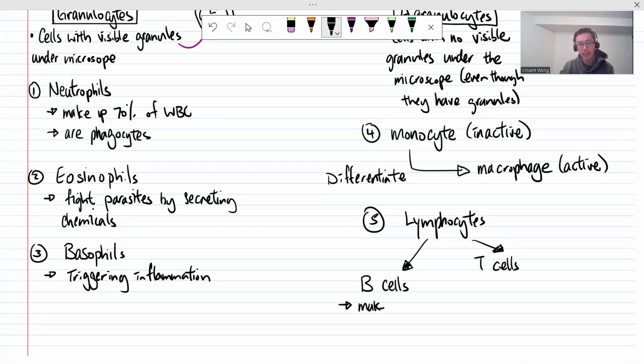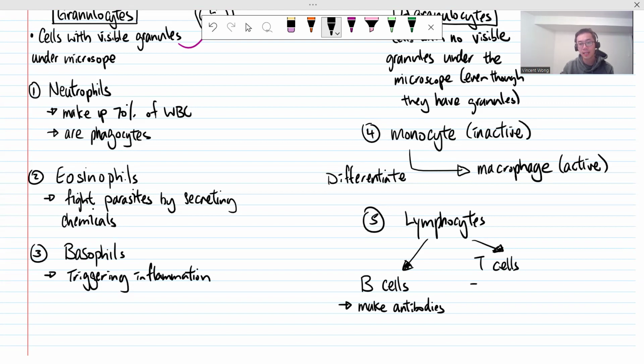B cells, they make antibodies. So we talked about antibodies a little bit earlier today, right? They are these Y-shaped proteins that will attack whatever pathogens you have. If you have chickenpox virus, then you're gonna make antibody against the chickenpox. If you have the flu, you're gonna make antibodies that will fight off the flu virus.